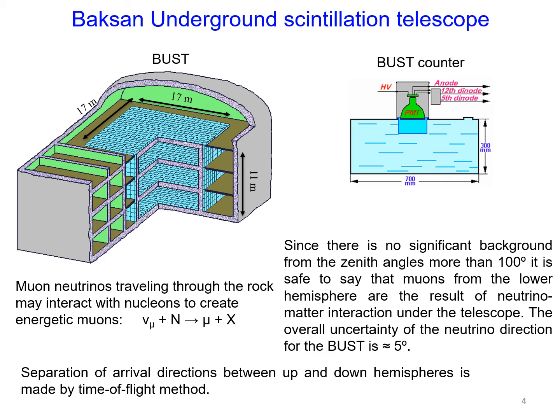Muon neutrinos traveling through the rock around the telescope may interact with nucleons to create energetic muons. Since there is no significant background from the zenith angles more than 100 degrees, it is safe to say that muons from the lower hemisphere are the result of neutrino-matter interaction under the telescope. The overall uncertainty of the neutrino direction for the telescope is about 5 degrees. Separation of arrival directions between up and down hemispheres is made by time of flight method.